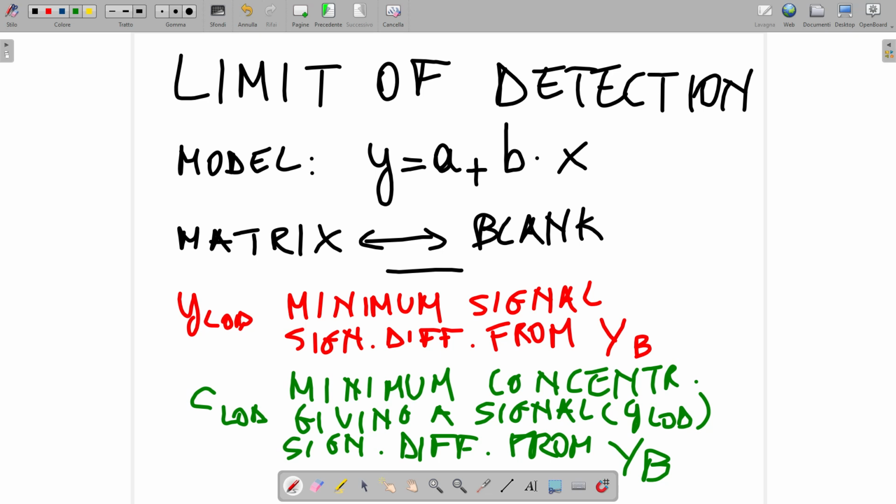Is CLOD our C1? The first? It depends. It should be. Yes, CLOD should be lower than C1. If this does not happen, you should eliminate C1 and recalculate the model. CLOD should be lower than C1. Why not the same? This is another empirical rule. Usually we choose the C1 at least twice CLOD.